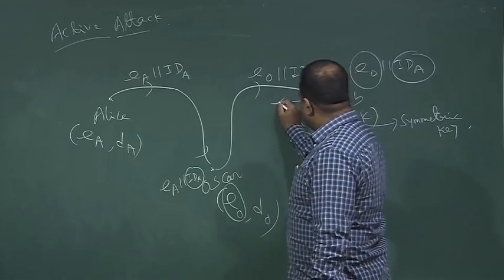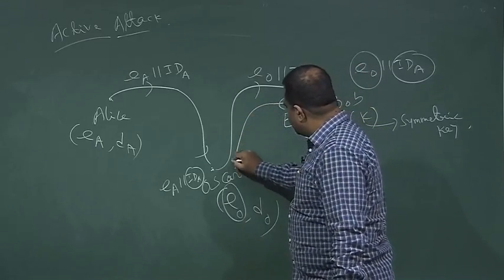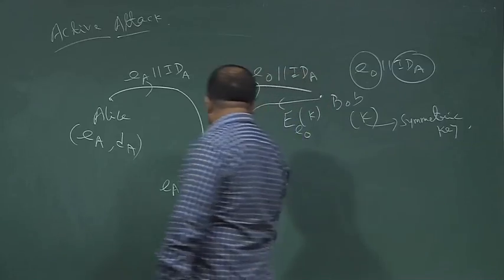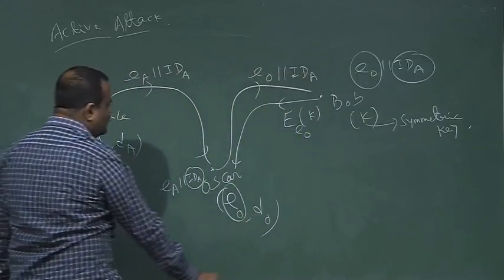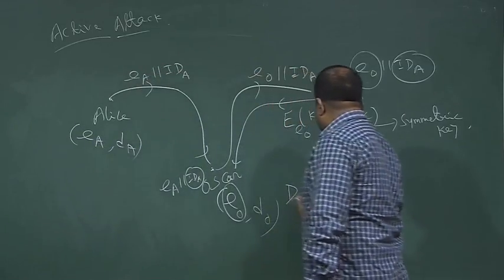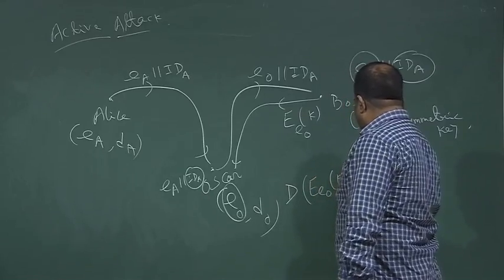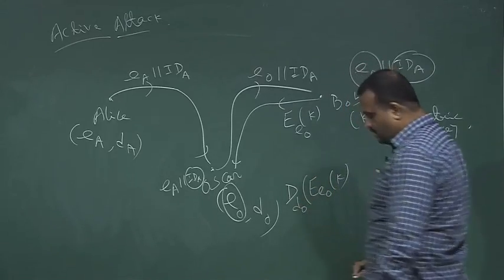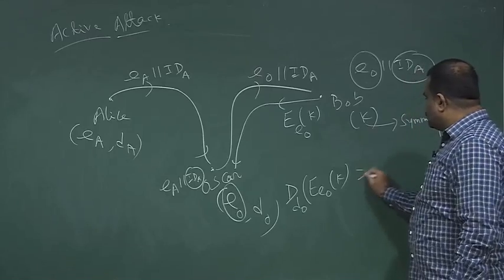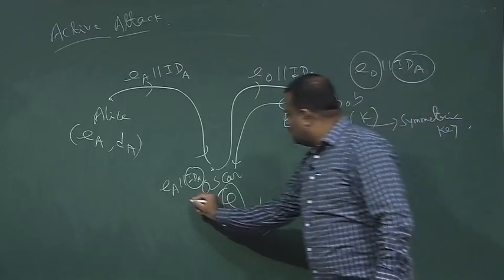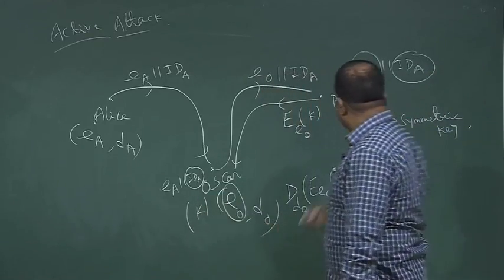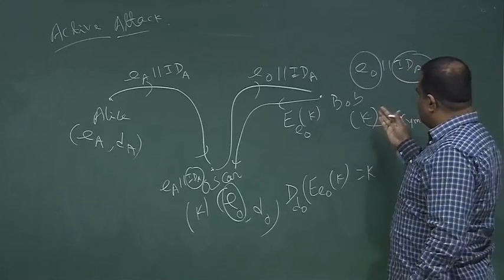This is sent over the public channel. Now what will Oscar do? Oscar will also take this. Oscar has his own secret key, so Oscar will decrypt this message coming from Bob using his own secret key, the corresponding private key. So Oscar will get K. Now Oscar also knows this K, the symmetric key which Bob has chosen.